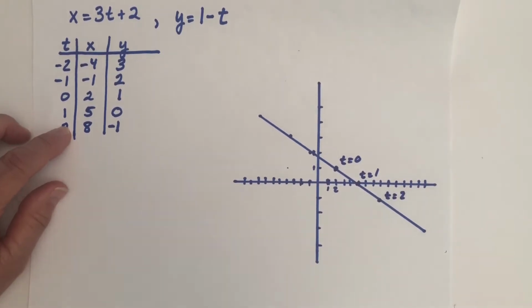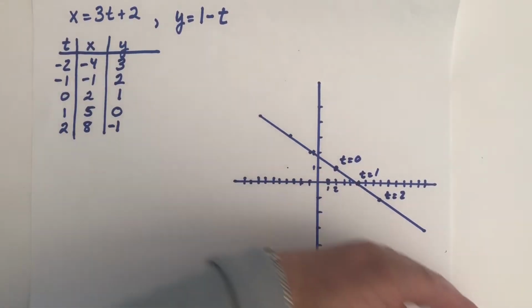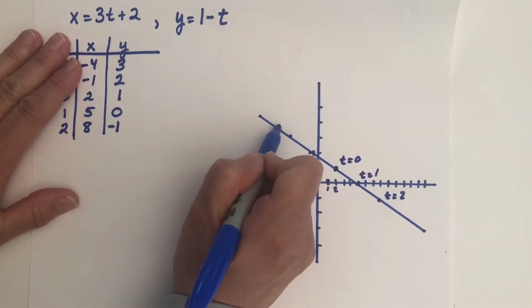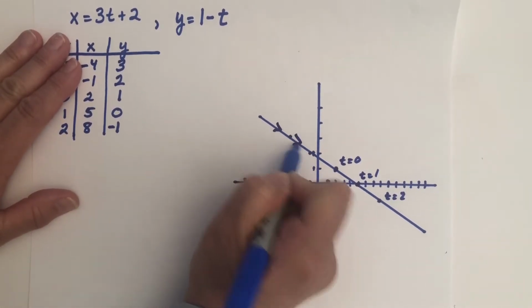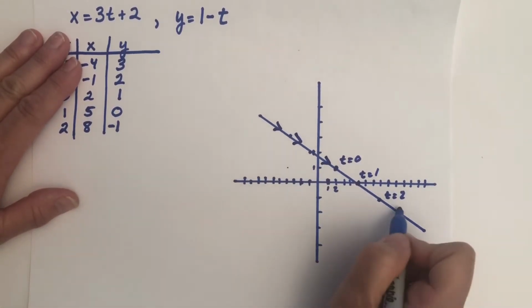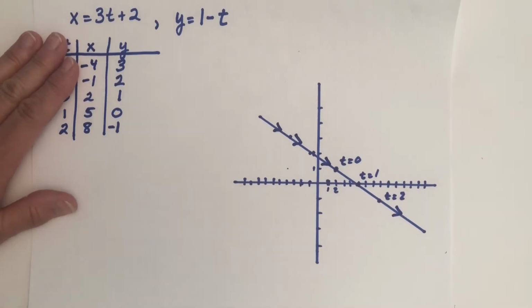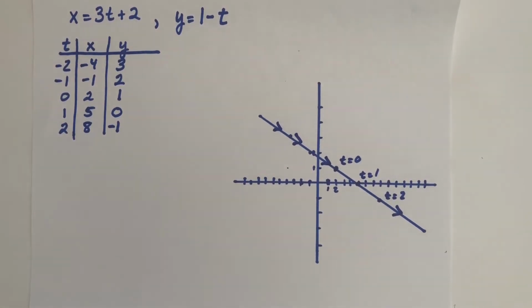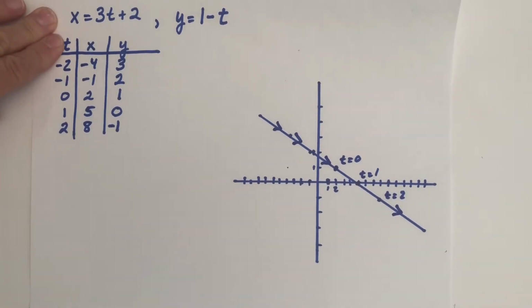So to show the orientation, to show that the point would be going in this direction, we often put some arrows on so somebody could tell the orientation, and you would expect that to be part of the graph. When you're showing a plane curve, you want to show the orientation.